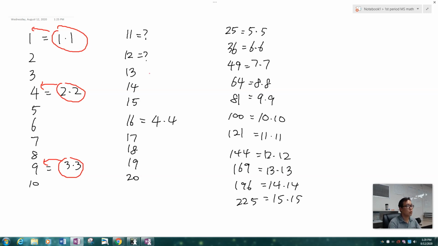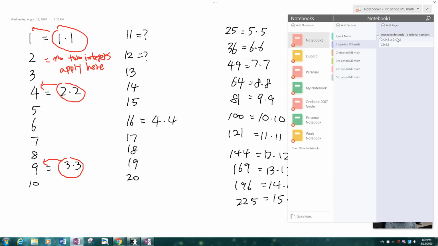So I'm going to write over here, no two integers apply here. Okay, so that's the idea of a perfect square.